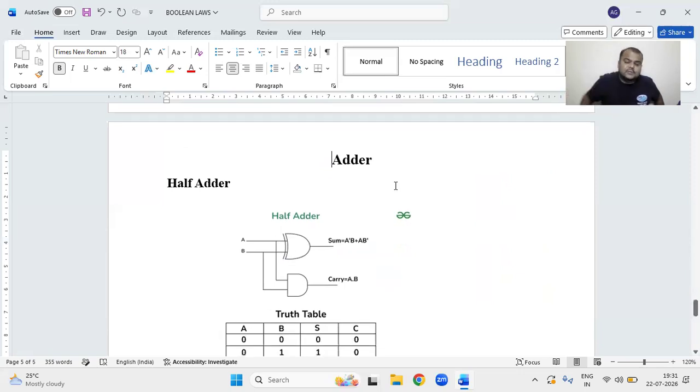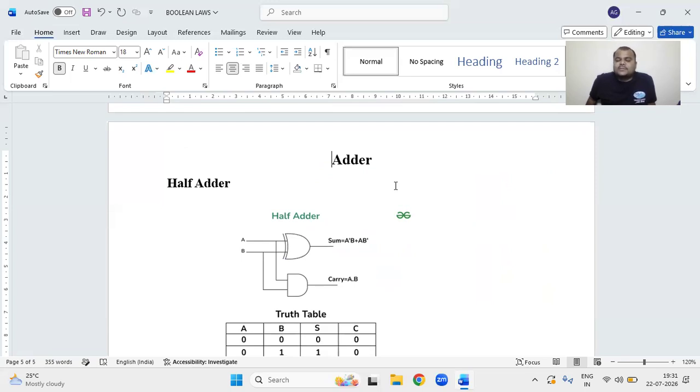What is the purpose of using the adder? Adder is used to add bits in the computer hardware. A real-time application is where you do addition, like in a calculator. Half adder is a simple calculator, full adder is the scientific calculator.